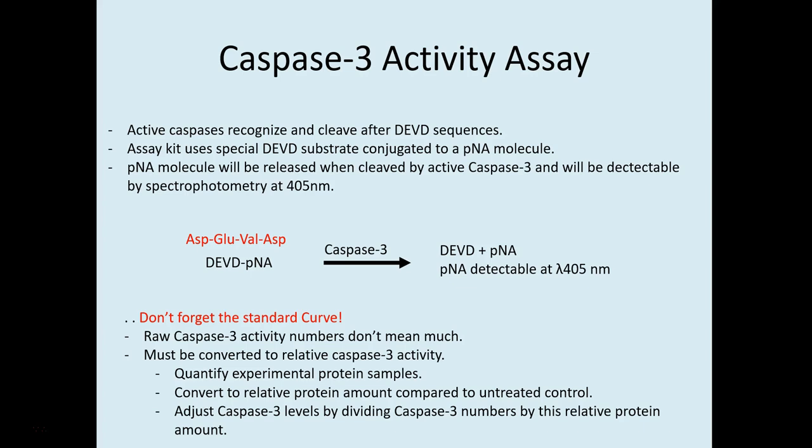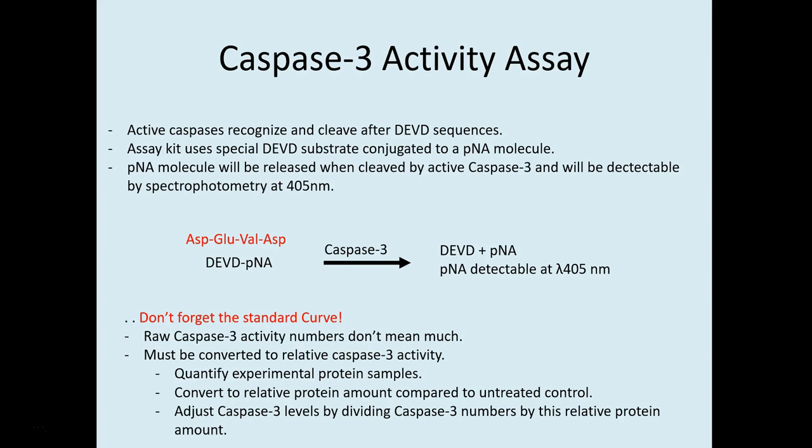Now in this assay, there is a special substrate that is created where you have the DEVD peptide conjugated to a pNA molecule. This pNA molecule is detectable when it's released by changing the color of your solution to yellow, which we can look at by measuring the absorbance at a 405 nanometer wavelength. So this is your 4 amino acid sequence, and then the pNA is added to it. The active caspase 3 enzyme that you will have will be from the actual extract itself.